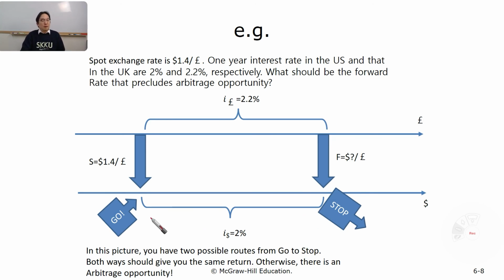And then in US currency, you have the US borrowing and lending rate over here, the US interest rate, 2% in this example. And then in British pound, right?